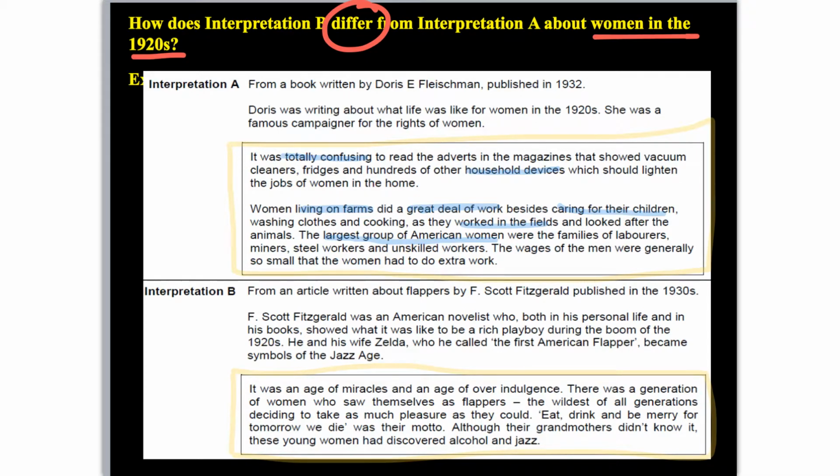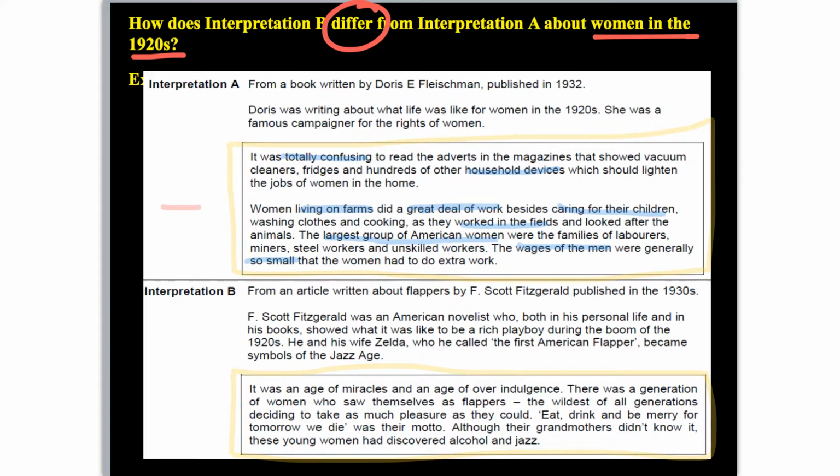Why did they have to do an awful lot of this work? Well, the suggestion is that wages of men were generally so small that it was up to the women to supplement the income. So I suppose the overall impression that you get from this particular interpretation is that life in the 1920s for women, which remember is the focus of the question, was relatively negative overall.